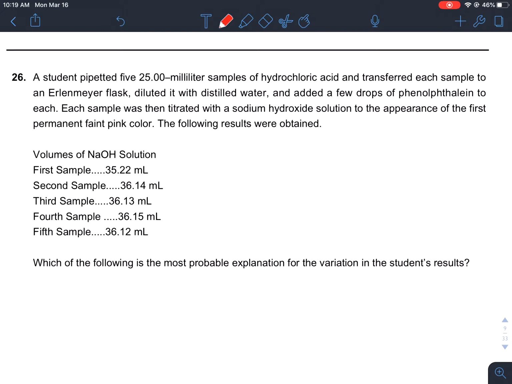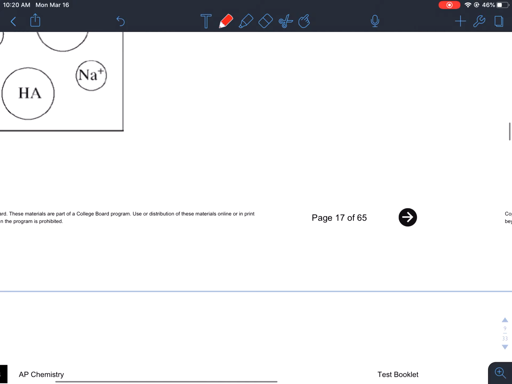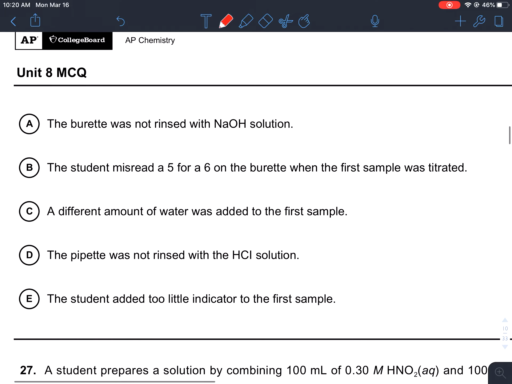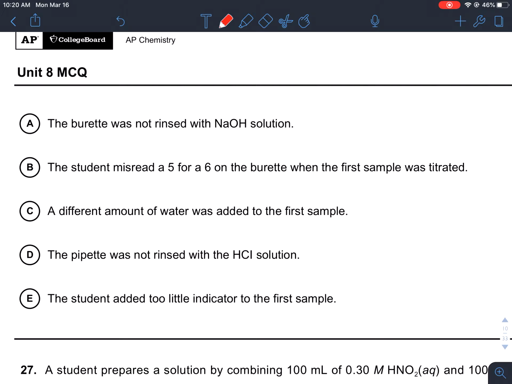Okay, so the first sample was lower than the rest, but it was always just a little bit off. Which of the following is the most probable explanation for the variation in the student's results? So why did it go from 35 to 36? And after the first time, the answer is D. The pipette was not rinsed with the HCl solution, and if you rinse it with HCl solution, you get rid of the trace amounts of the base. You got to do that, and it's just not a big enough question, but that is the answer, D.